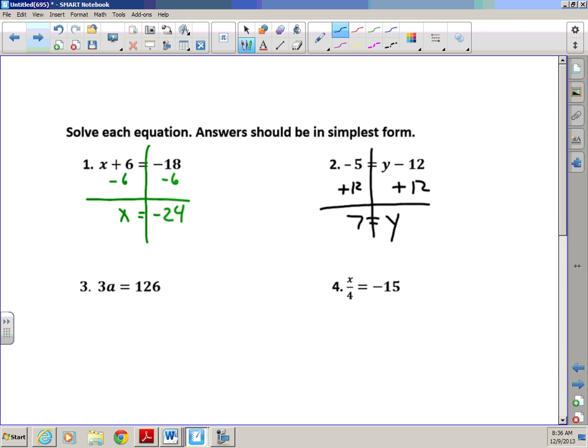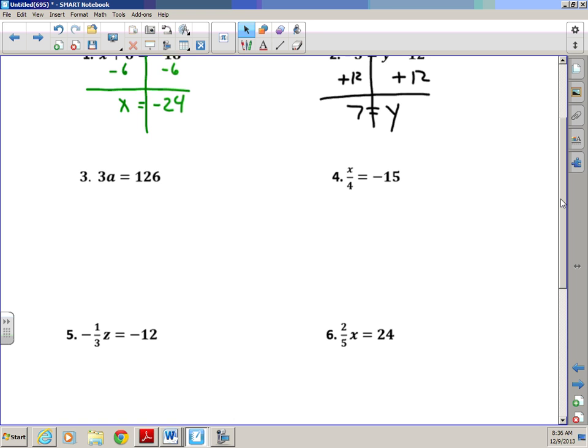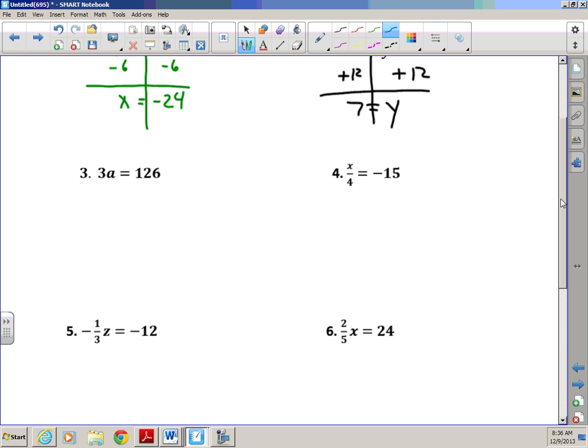It doesn't matter what side the variable is on, right or left. There's no rule to that. We're going to divide by 3. Now, this is x divided by 4, so we're going to multiply. I'm just going to rewrite it so we can see. We're going to multiply both sides by 4, okay?